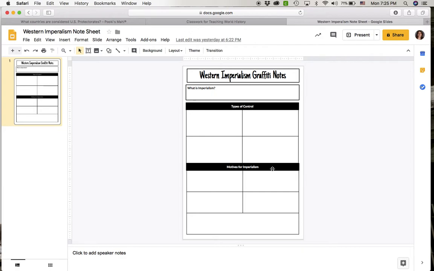This lecture's not as long as my other lectures, and is just an introduction to what the concept of imperialism is. So you can draw some stuff up here. There are going to be 4 different types of control that countries impose on other countries, and then there are 5 motives for why countries would want to imperialize. So you are filling that out as I am lecturing over Western imperialism. Hopefully that makes sense, and everyone needs to get one of those. If you need to pause the video and hand that out, I would do that now.